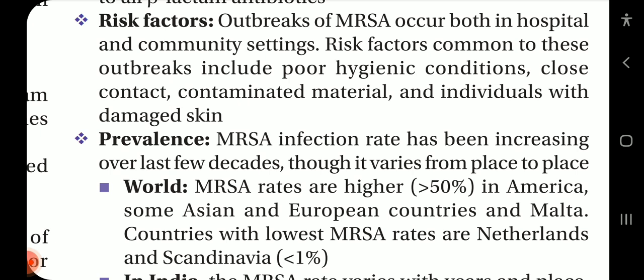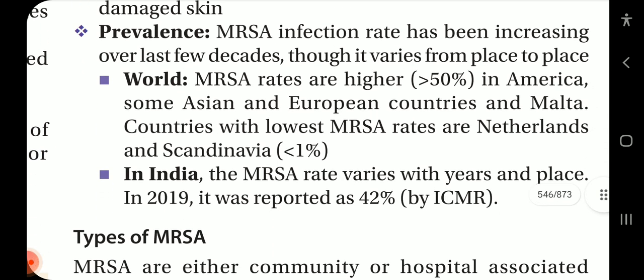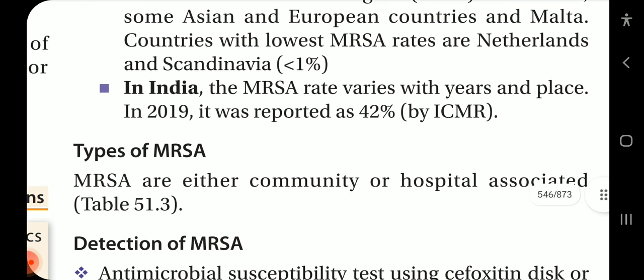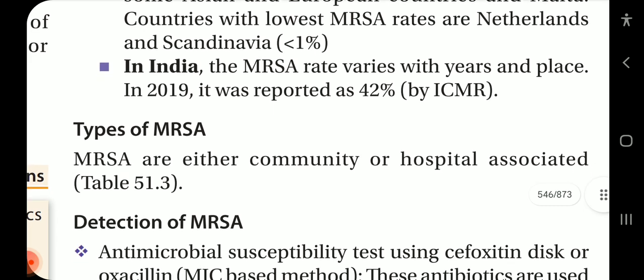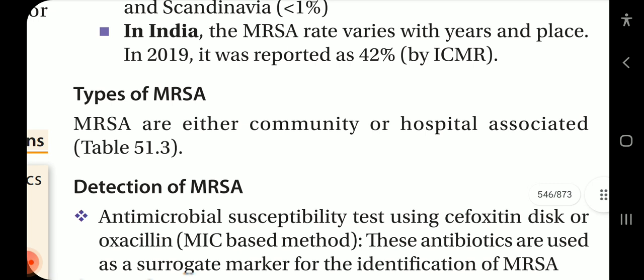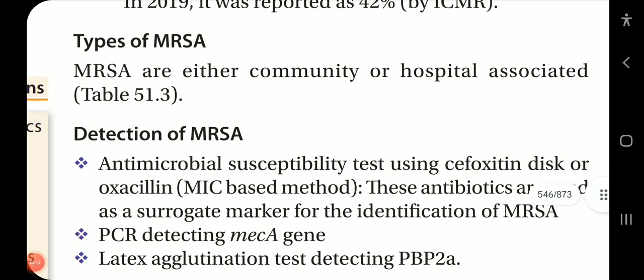Prevalence. MRSA infection rate has been increasing over the last few decades, though it varies from place to place. World MRSA rates are higher, more than 50% in America, some Asian and European countries, and Malta. Countries with lowest MRSA rates are Netherlands and Scandinavia. In India, the MRSA rates vary with year and place. In both 2019 and 2021, it was reported as 42% by ICMR.